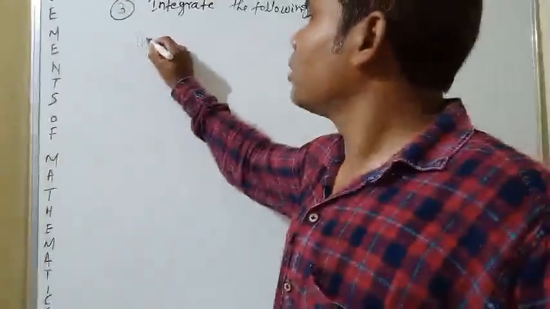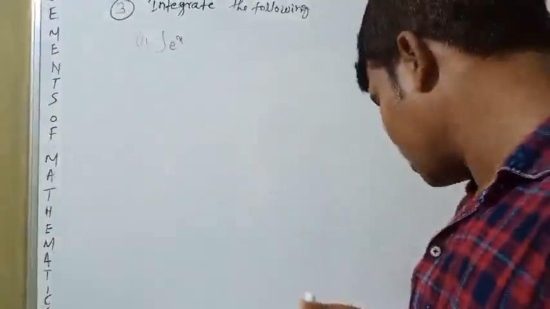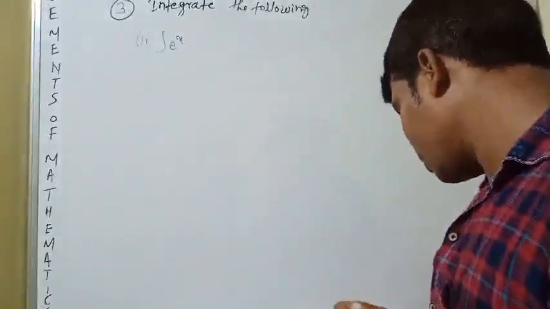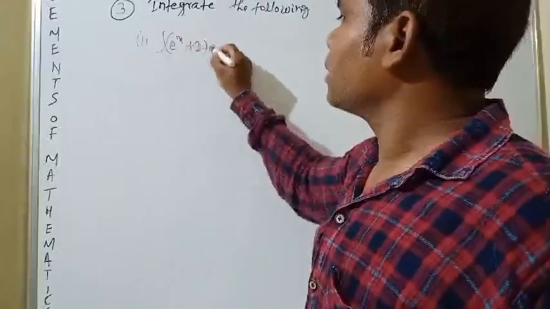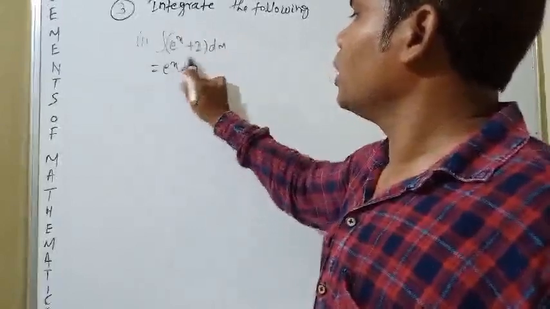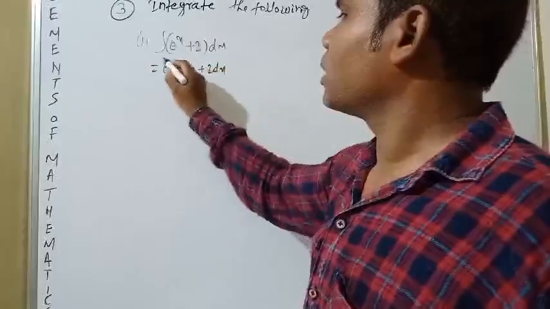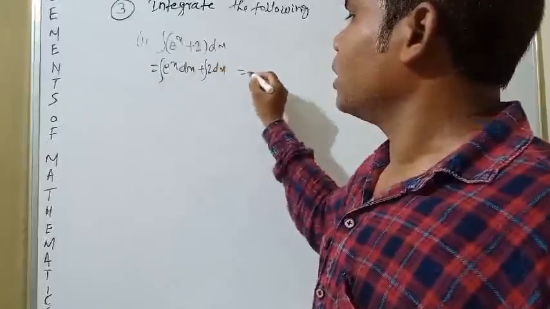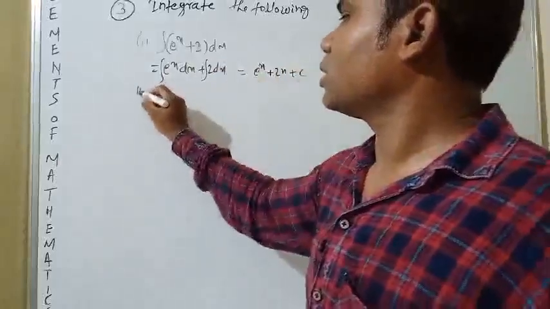You see, question number 3. Integration of e to the power x plus 2 dx is equal to e to the power x plus 2 e to the power x dx plus 2 dx. Integration is equal to e to the power x plus 2x plus c.